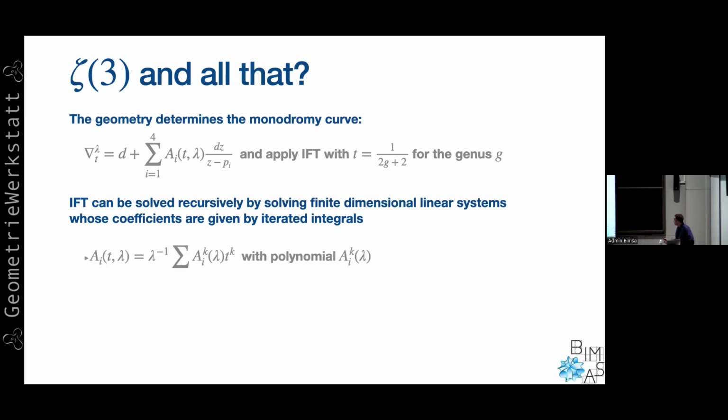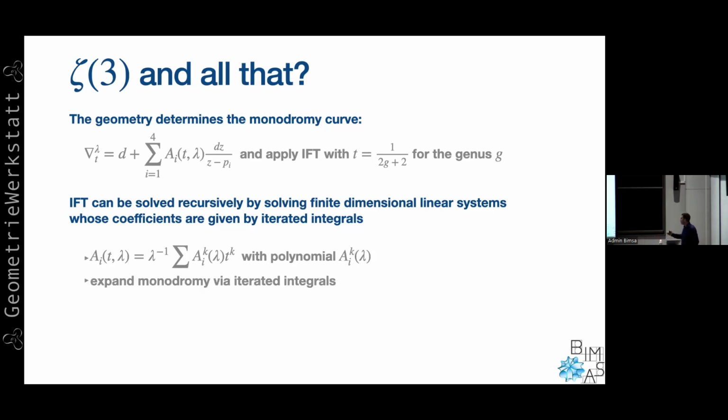And this basically works as follows. We start with the residues, we expand them in time, and then we observe that the coefficients in t, which are polynomials in lambda as well, have some kind of structure.